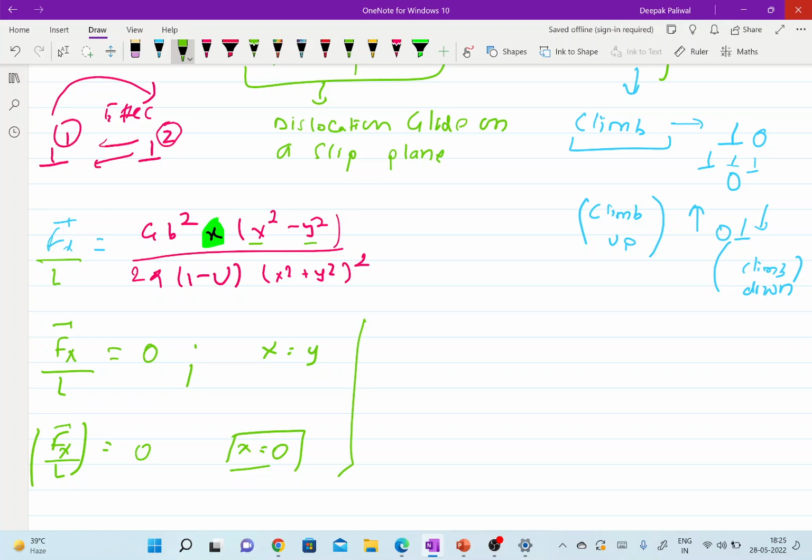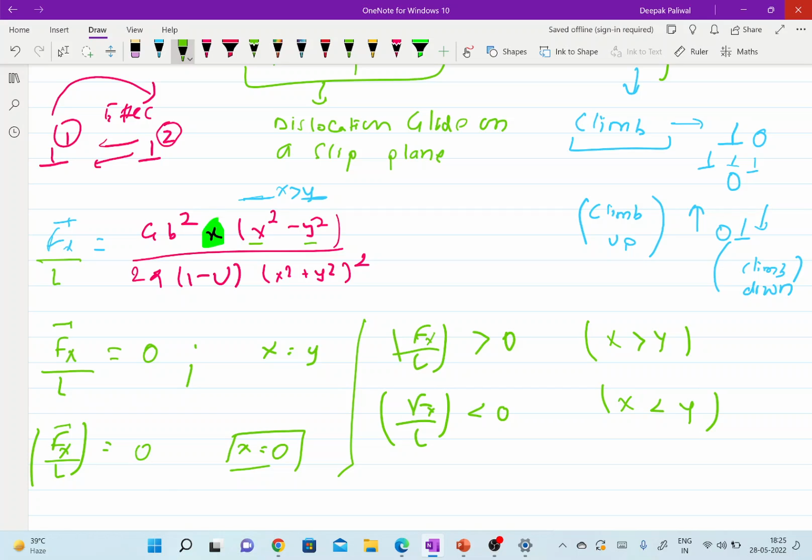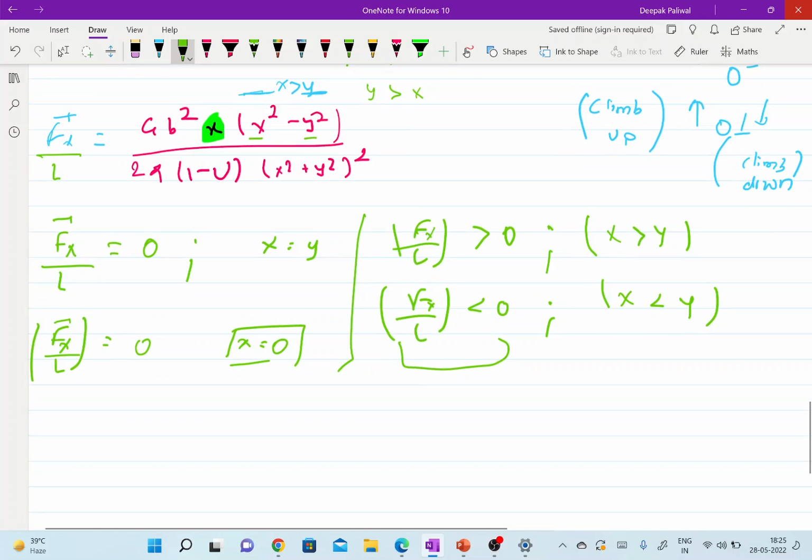Again, fx by L is greater than 0 when x is greater than y. You can see from this equation here, this x is greater than y, then this whole term is positive, so it will be positive. When x is less than y, this fx by L will be less than 0. Like y is greater than x, so this complete term is negative, so this glide force will be negative.